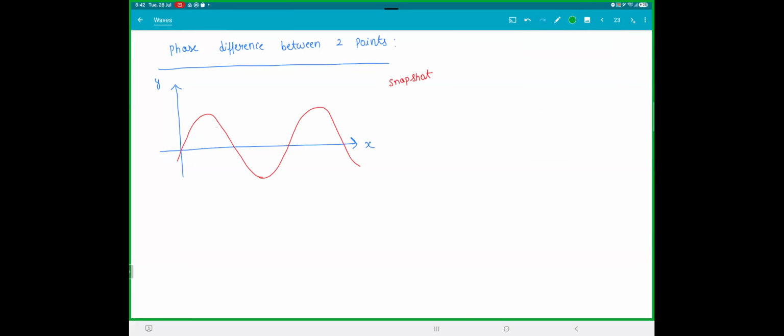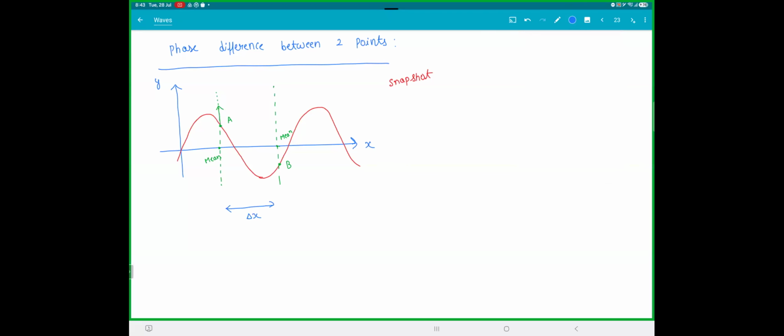If you choose a particle here, A, this particle A is always going up and down, and for A, this is the mean position. If you choose another particle B here, B is also going up and down. B is at the mean position, this is the mean position there. So at this point, maybe A is going upward, maybe at this point, B is going somewhere else. And let's say the distance between A and B is delta x.